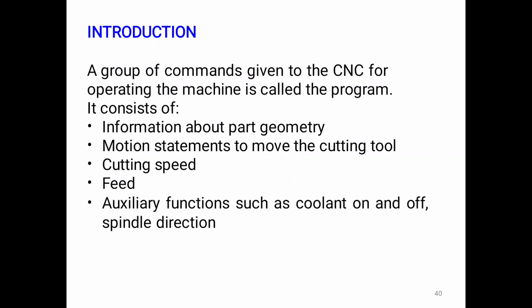A group of commands given to the CNC for operating the machine is called the program. It consists of information about the part geometry, motion statements to move the cutting tool, cutting speed, feed, and auxiliary functions such as coolant on and off and spindle direction. These are the commands.